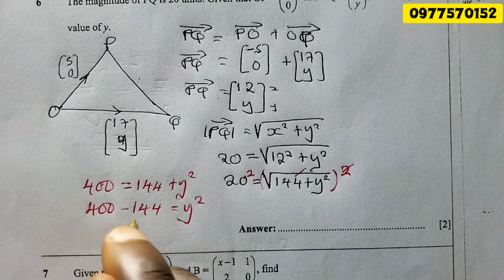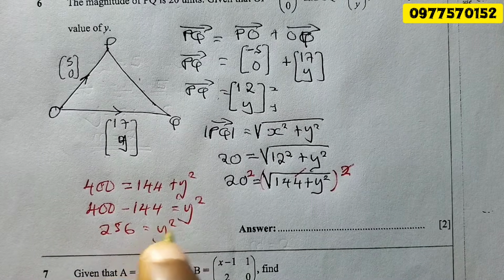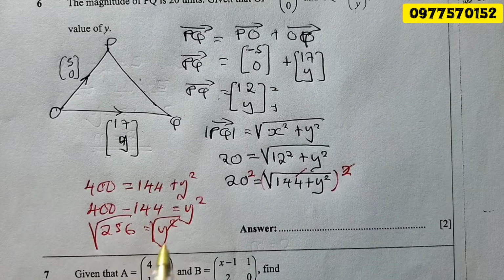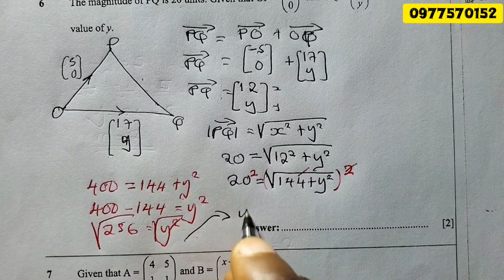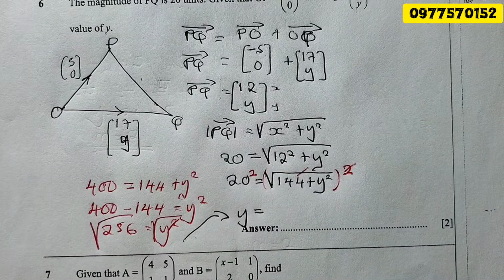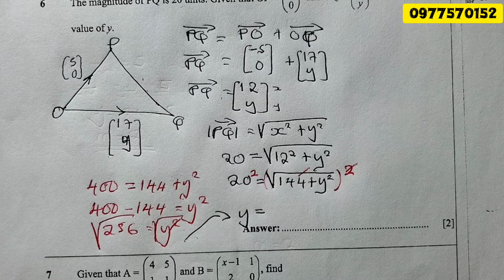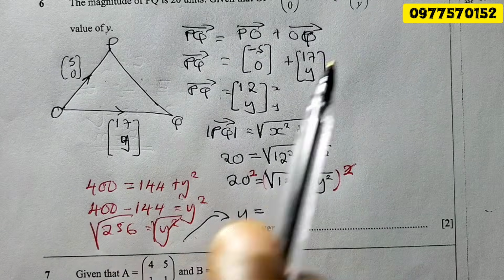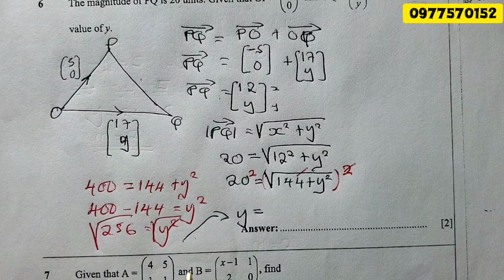This is giving me 256 equals y squared. So when you square root both sides, the value of y is, now check, when you square root a number, you can have positive or negative. Are we together? Positive or negative, but here we are told to find the positive. So we're going to stick with a positive value.